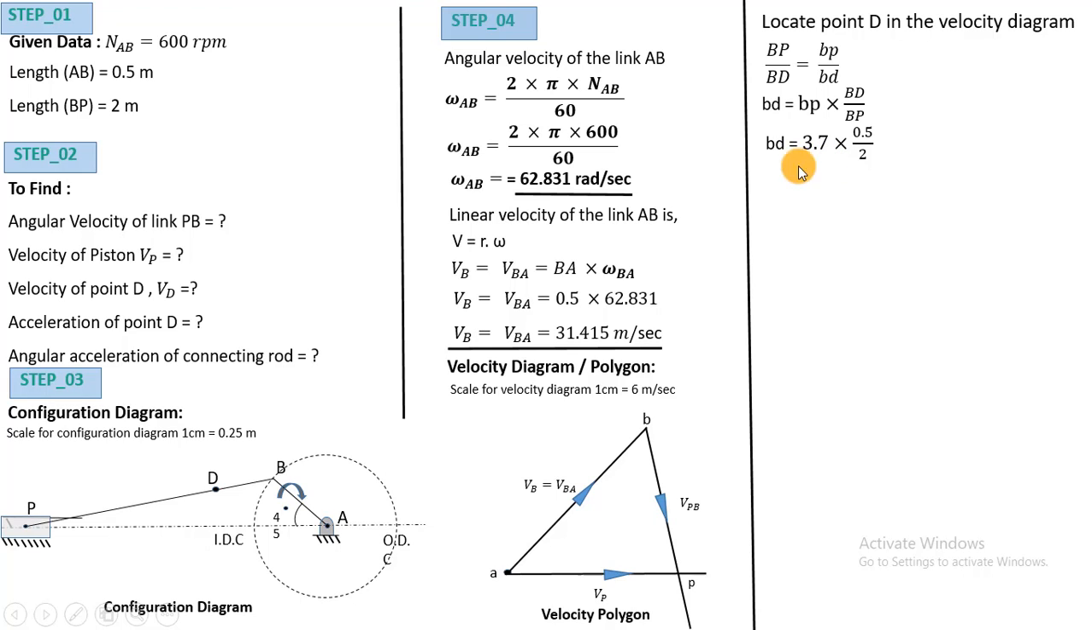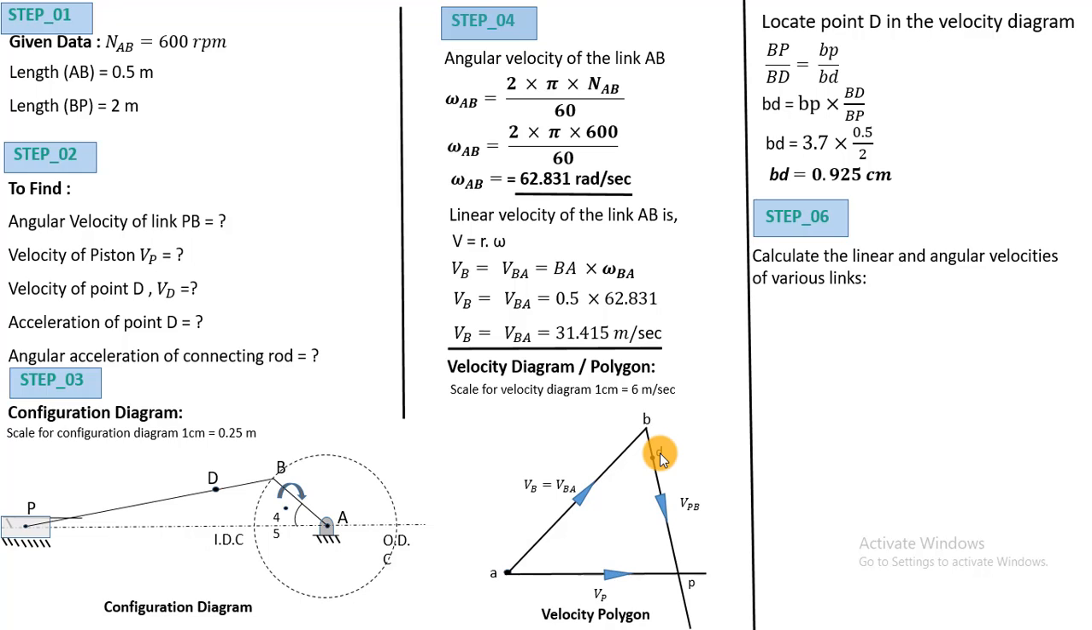So small bd is equal to 3.7 multiplied by 0.5 by 2, where 3.7 is the length of vector BP measured from the velocity polygon. Here it is the distance of point D from point B, which is 0.925 centimeter. So now we know the location of point D, at a distance of 0.925 centimeter from B. Here is the point D we have located, according to the same, we have marked the point D on the vector BP.